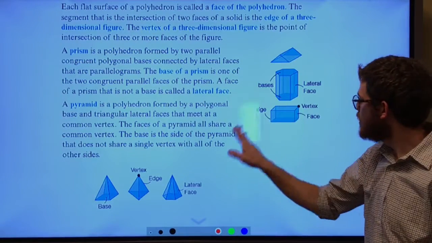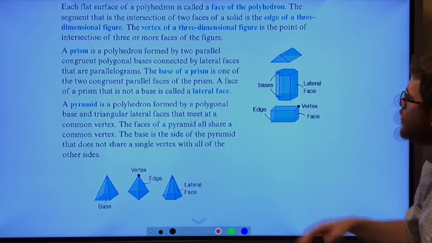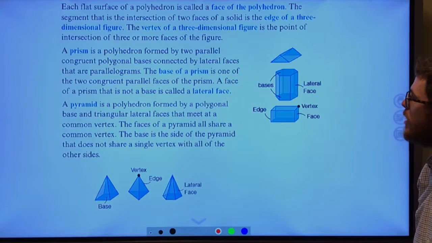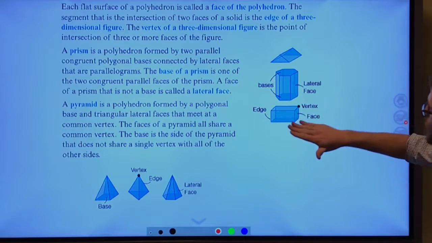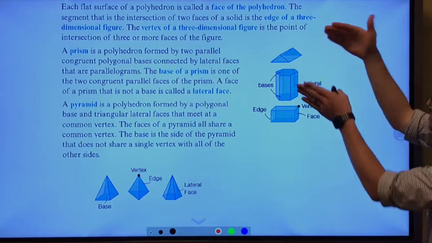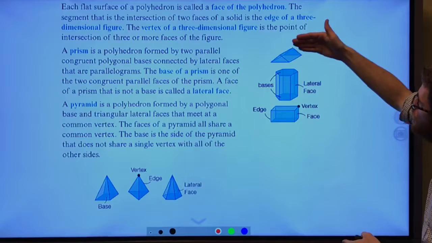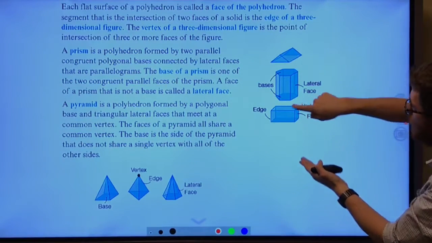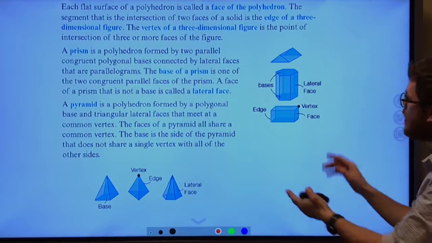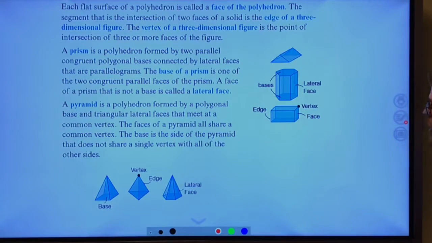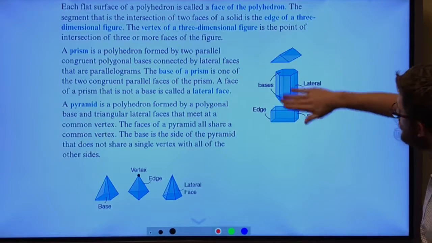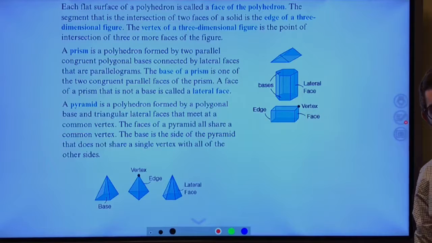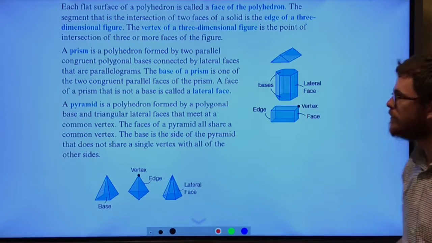A prism is a specific polyhedron formed by 2 parallel congruent polygonal bases connected by lateral faces. These are all prisms. Notice how here we have 2 triangles that are congruent. Here we have 2 hexagons that are congruent. And here we have 2 quadrilaterals that are congruent. And all the faces connecting these 2 bases are rectangles.